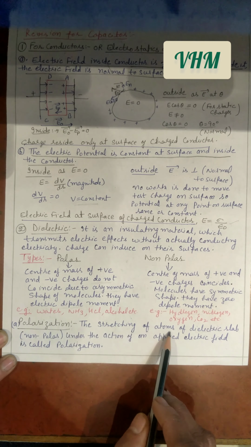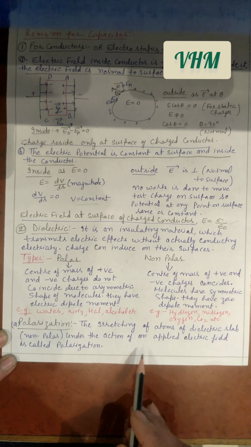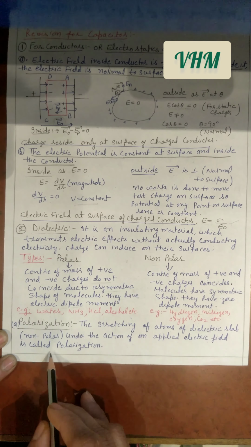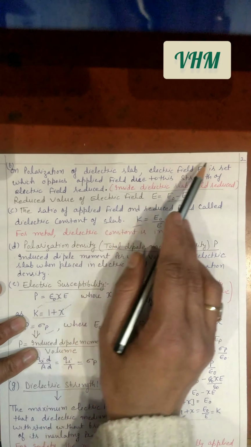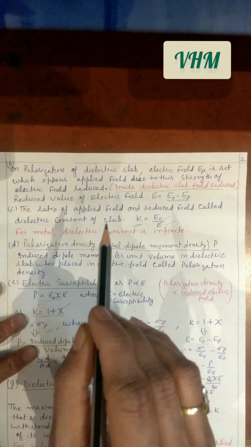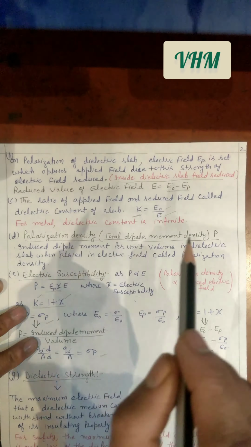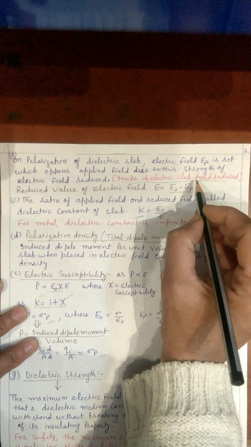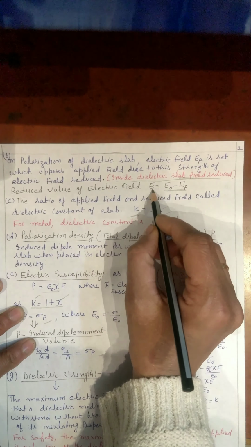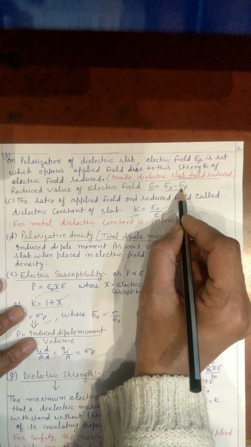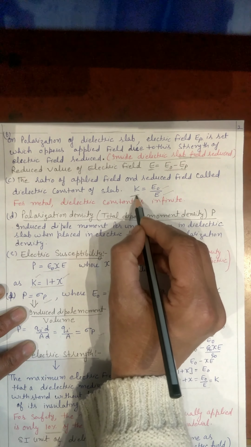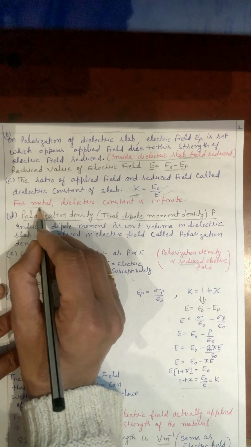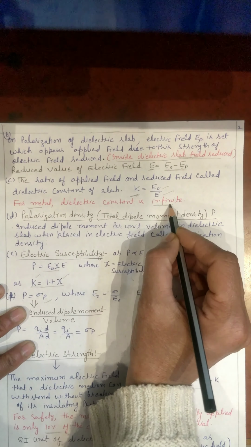Now, to polarize a non-polar dielectric, the atoms are stretched under the effect of the applied field; this process is polarization. Polarization of the dielectric slab reduces the field. In a conducting slab, the inside field is 0, but in a dielectric slab, the inside field is reduced. Here E is reduced, E0 minus EP. The ratio of the applied and reduced field is called the dielectric constant, and for metals the dielectric constant is infinite.